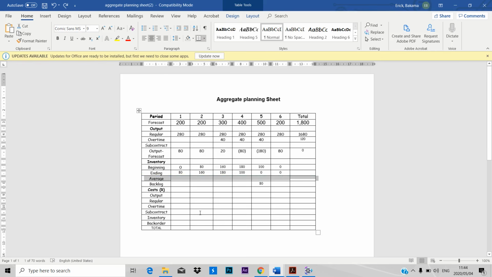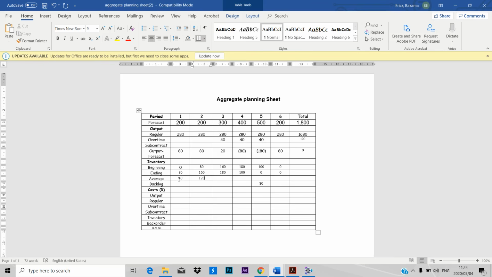What is the average inventory? The average inventory is the average between the beginning and the ending. So you take 80 plus 0, beginning plus ending, divided by 2, which gives you 80 divided by 2, which gives you 40. The next thing is we take 80 plus the 160 that we have, and we divide it by 2, which is going to give you 120.